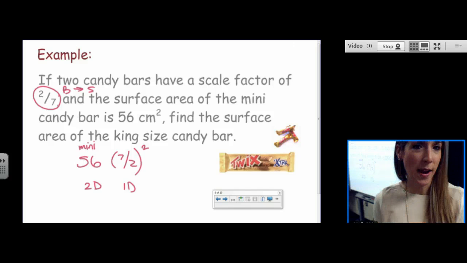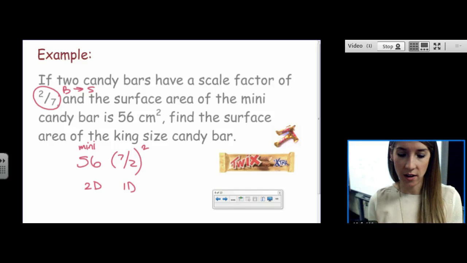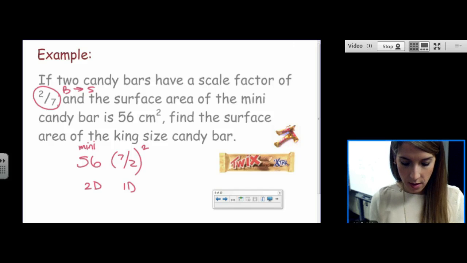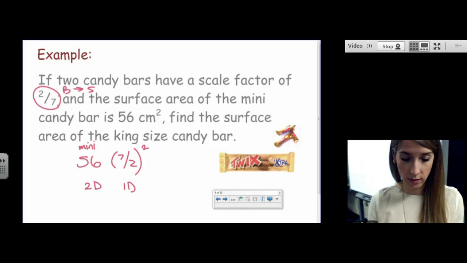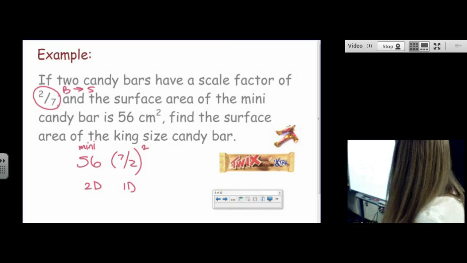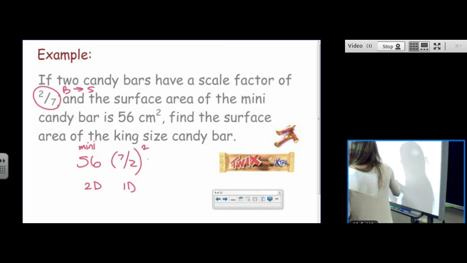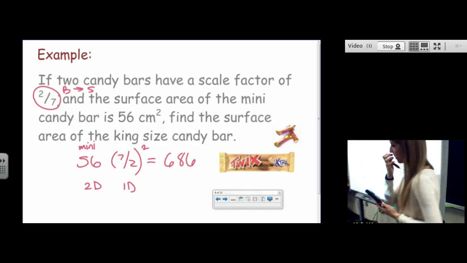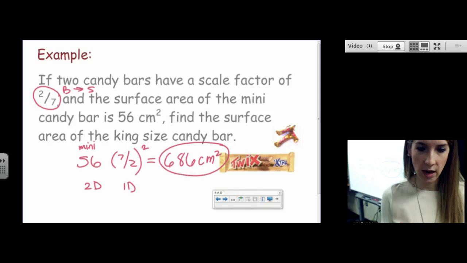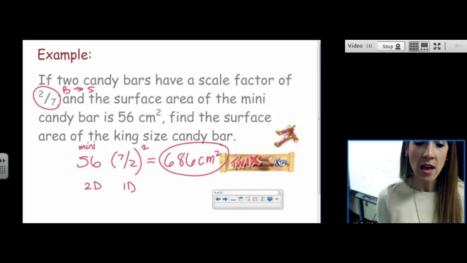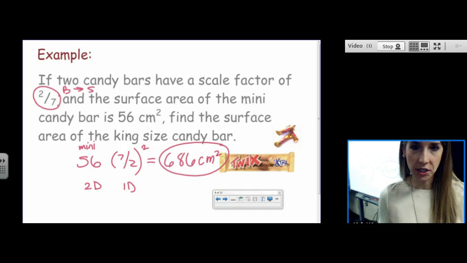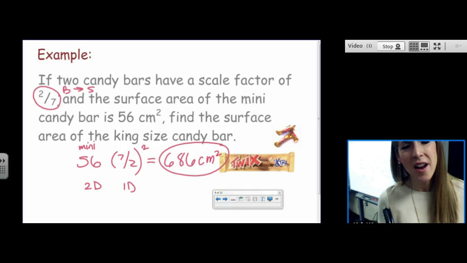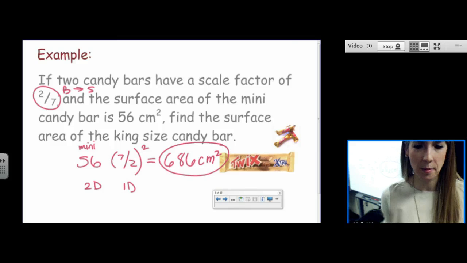You don't have to square it and then multiply. You can just put all of that in your calculator at once. 56 times, parentheses open, 7 divided by 2, raised to the second power. Hopefully you get that the surface area is 686 square centimeters. Okay, now, some of you might have a question mark over your head and might say, I don't get what you did. Why did you flip the fraction over? Then you squared it. I'm confused.